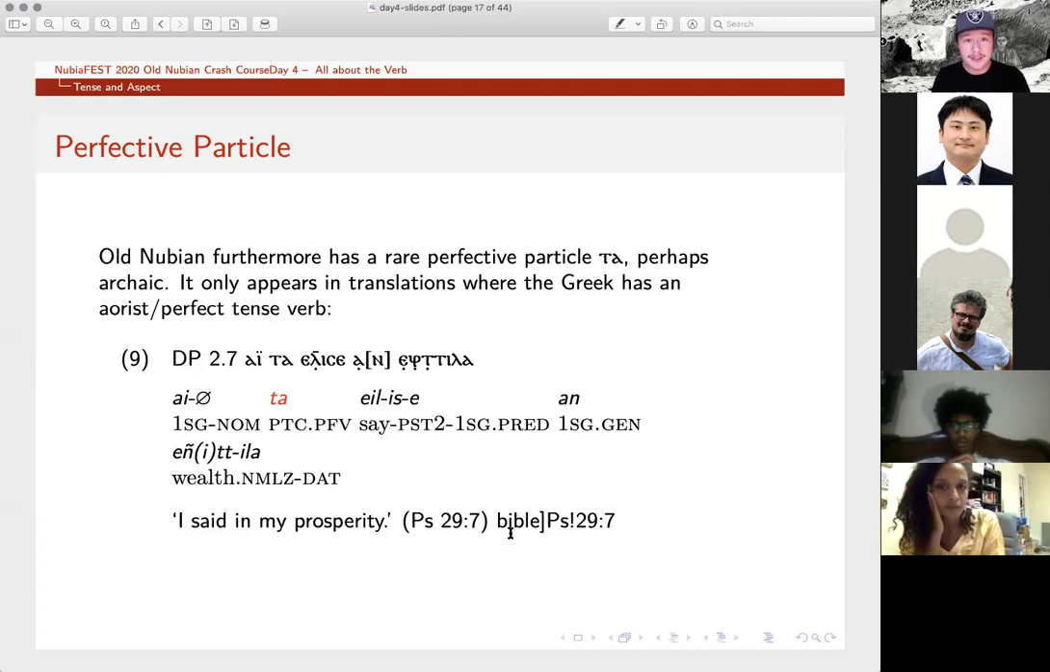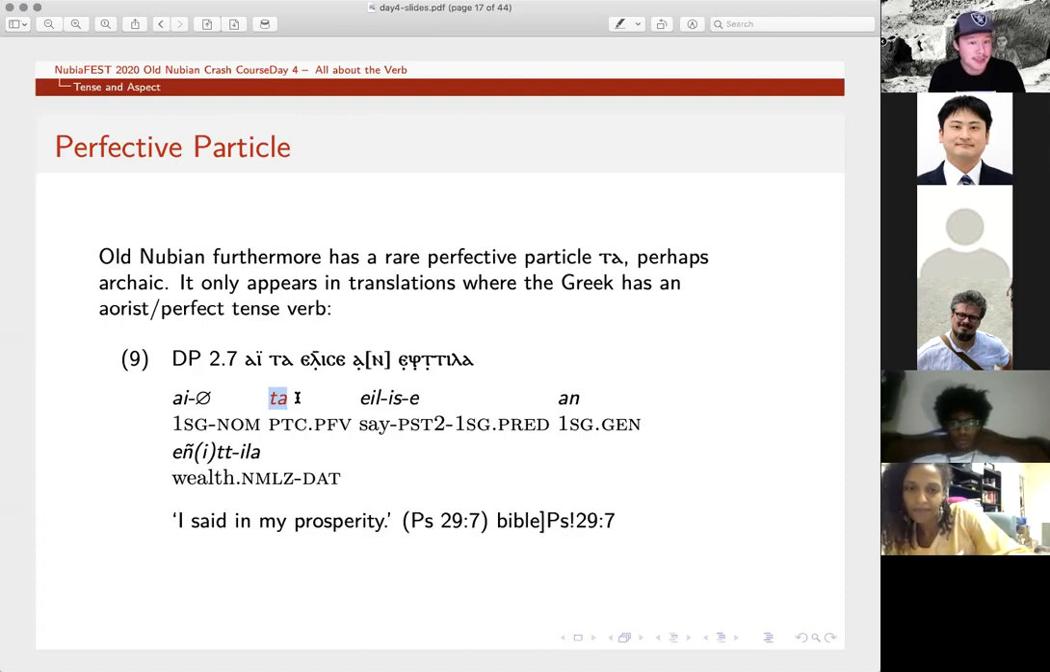Then we have another thing that does something in terms of perfective, namely a particle of which we have precisely three attestations, the particle ta, which we call a particle because we simply don't know what it is and therefore we call it particle, which seems also to indicate perfectiveness. It occurs three times, and all three times it's a translation from Greek. We don't know exactly what it does and where it comes from.